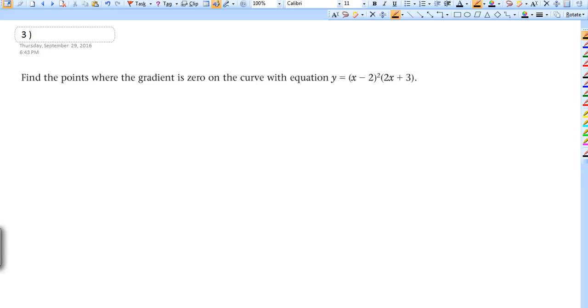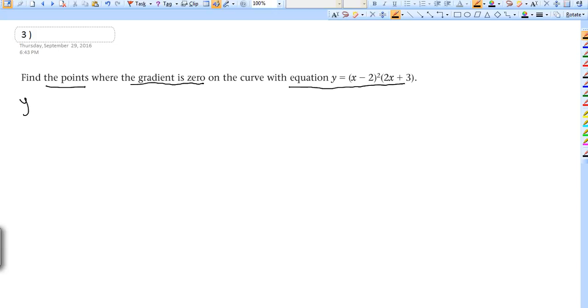Now at first let us analyze the question. Find the points where the gradient is 0 on the curve with this equation. This is the given equation and they have asked us to find the points where the gradient is 0. That looks like an easy question, so let's try to solve this.